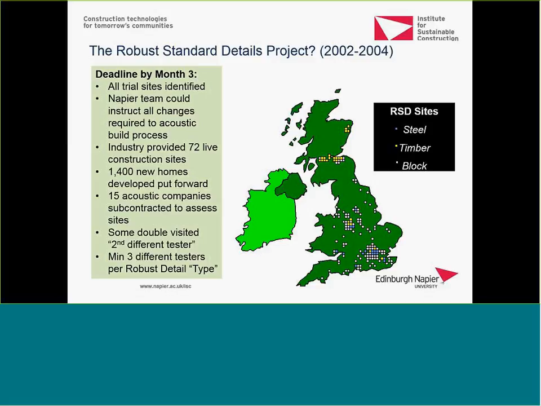tests. The steel sites are shown in blue, timber is shown on the map in yellow, and block, which was the predominant construction, particularly in England at the time and Wales, is shown in white.